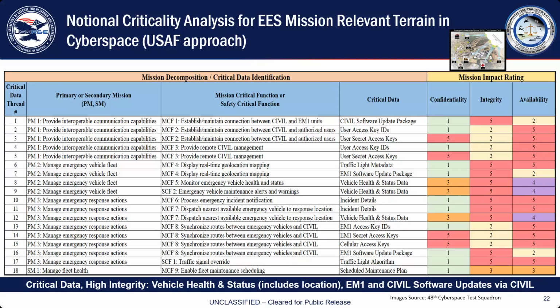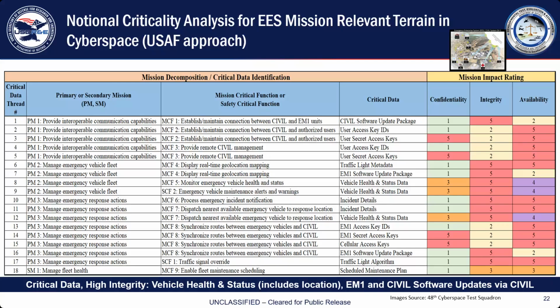identify and decompose those down into mission and safety critical functions. And very importantly, the next column over, the critical data associated with those functions. And then on the far right, they assign a confidentiality, integrity, availability, mission impact rating, where 1 is low impact and 5 is very high impact.